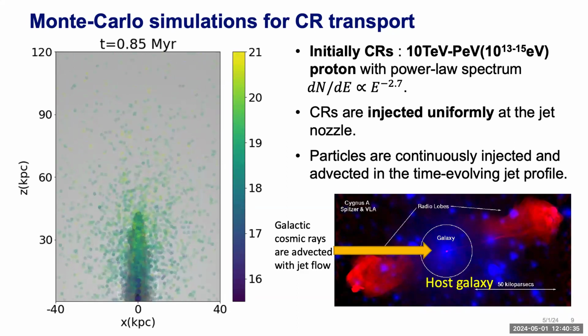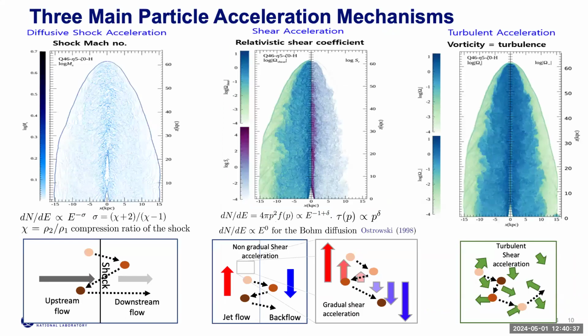So there are three acceleration mechanisms. First is the shock acceleration. Here is the slice view of the spatial distribution of the shock Mach number. And you can easily find that numerous shocks are generated inside the jet-induced flow because we are using a very high order relativistic hydrodynamic code.